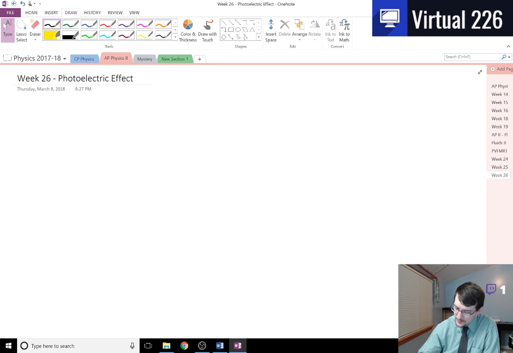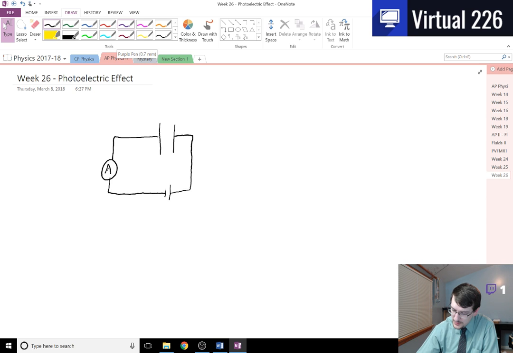Essentially, for the photoelectric effect, you take two plates separated by some distance, and for this experiment, you hook them up through an ammeter, and technically a battery if you want to do the experiment, but we're really just looking at the ammeter here. And what you'll do is take a source of light and shine it at the plates.